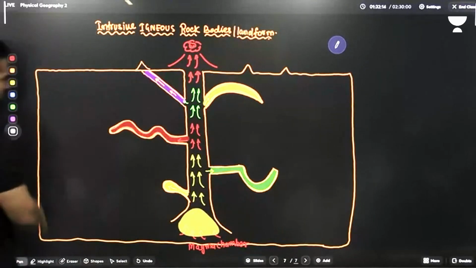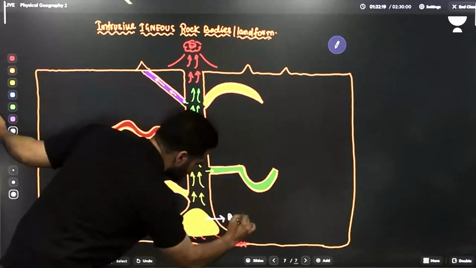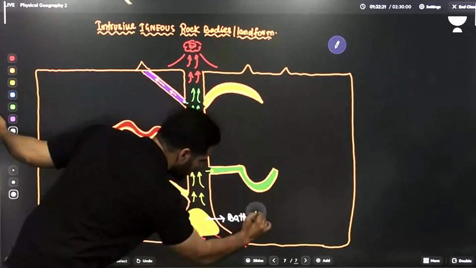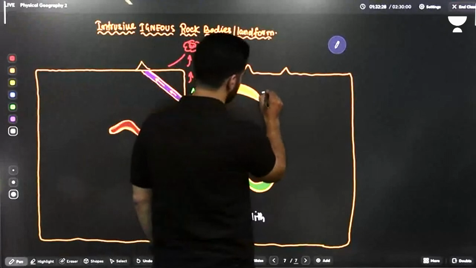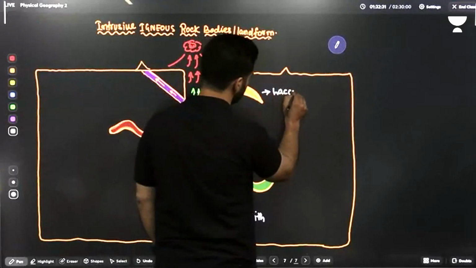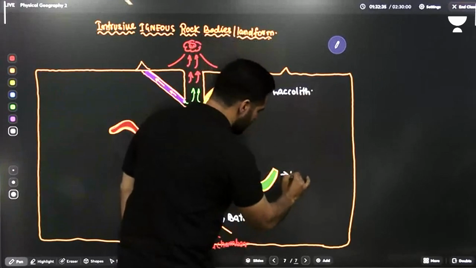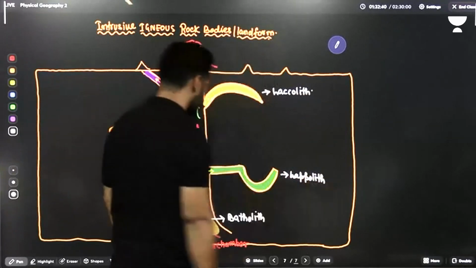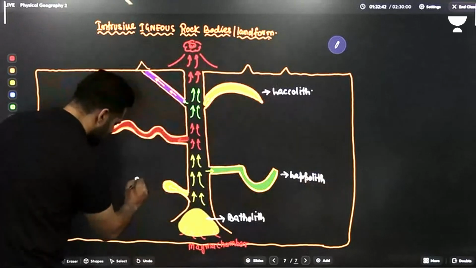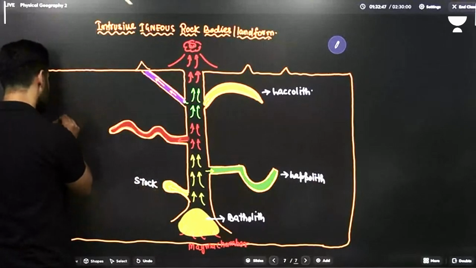Let's name them and then discuss their characteristics. This is called as batholith. What is this called as? Batholith. We'll discuss what is the meaning of batholith. And this is called as laccolith. What is it called as? These are some German terms we'll discuss. This is called as lapolith. This is called as stock. What is this called as? Stock. This is called as phacolith.